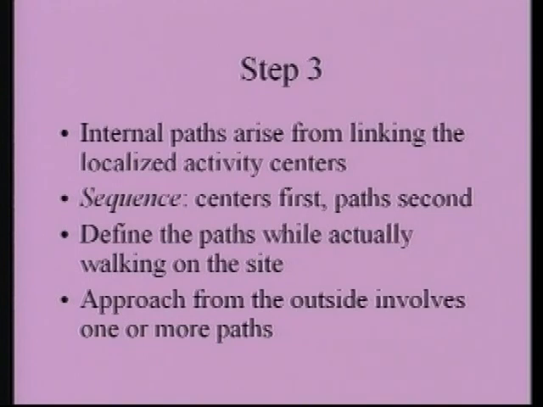Step 3, we have the external entry and we have the internal activity centers. These are the local activity centers on our site, very vaguely defined, and now we need to decide on the internal paths. The internal paths will link the activity centers. So we define the paths while actually walking on the site. I'm very careful to point out the sequence: I have defined the centers first, admittedly very vaguely, but I have a rough idea of where the centers are, and then I define the paths second, because the paths arise by trying to see which are the nicest connections between the centers that I have already defined. And those paths, of course, will include the approach from the outside.